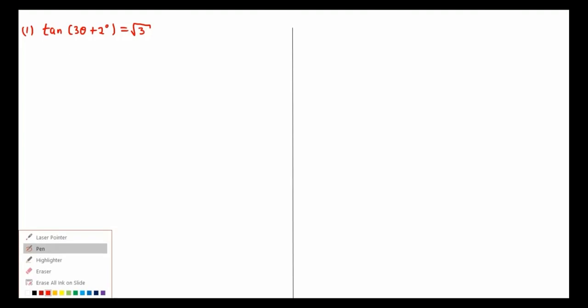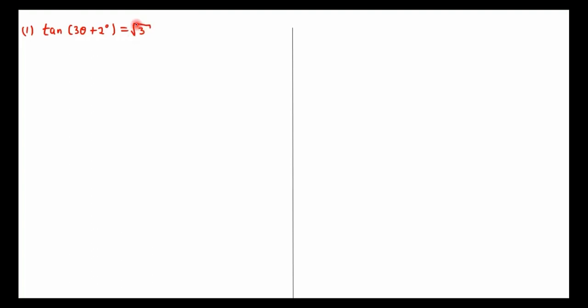So without wasting further time, I'm going to start straight with the first type of approach. The first type of question that you might encounter when you're dealing with general solutions is when you're given a trig ratio and it's equated with something. The first thing that you always need to do is check the nature of the answer that you've been given here.